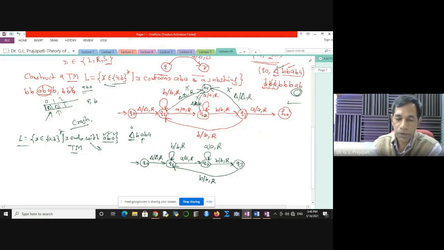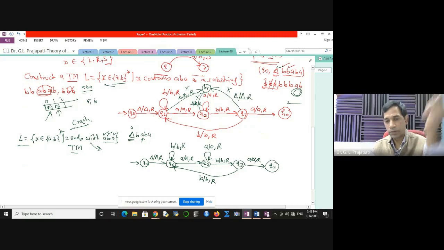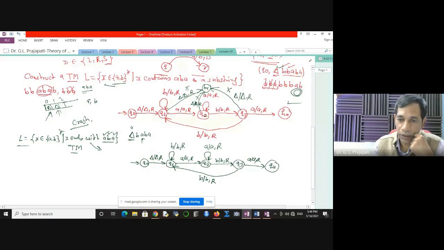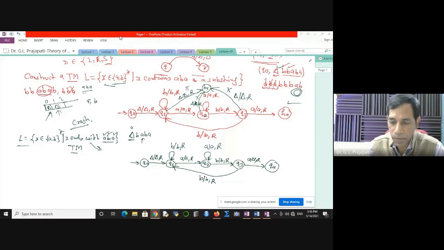Now, whenever you are at the Q3, so A, B, A. Once you have the A, then you have to replace with A and go to the R. You are at the state Q4. Now, even if you have found the ABA, your Turing machine should not go to the halt state, because ABA should be in the last. It has to read the input completely. So once you are at the state Q4, you have to read the input again.